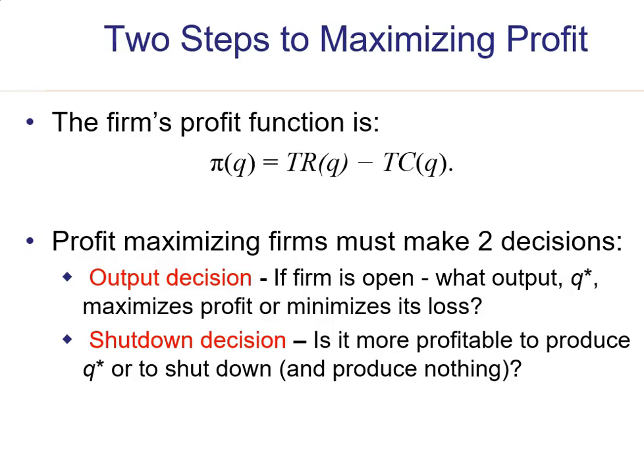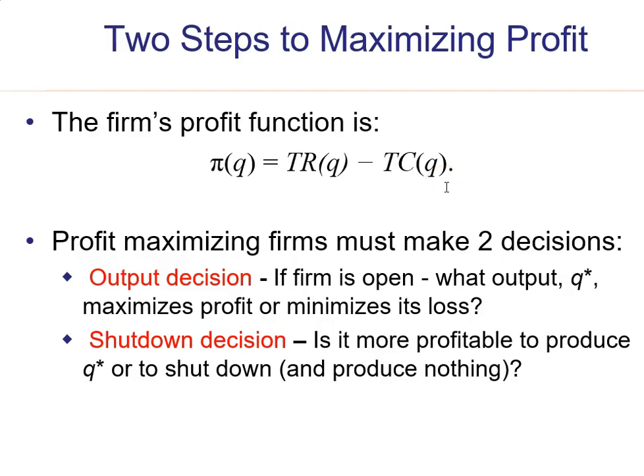So what are the two steps you need to maximize profits? First, let's specify the firm's profit function. Again, its profit, written as a function of output, Q, is equal to total revenue, when expressed as a function of Q, minus total cost, when it's expressed as a function of Q.